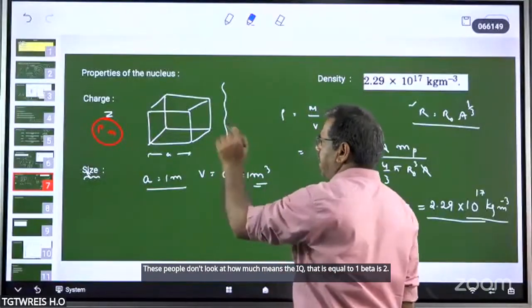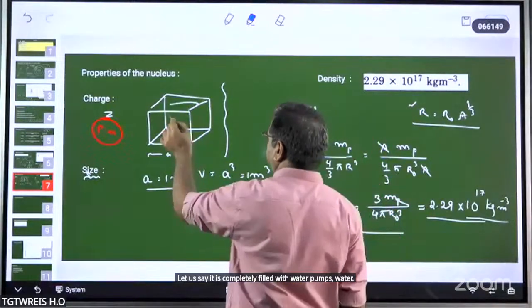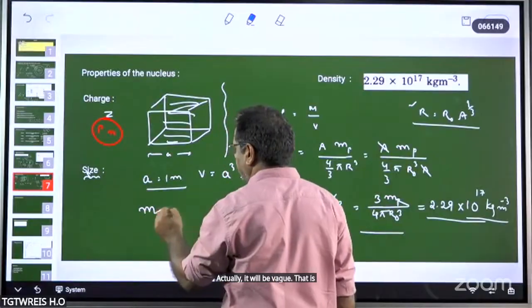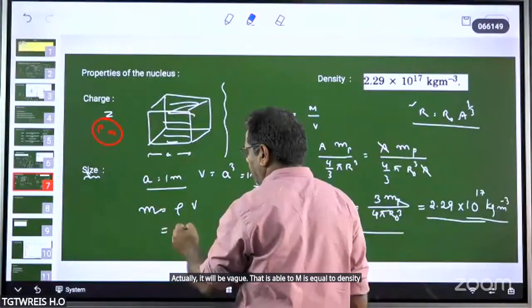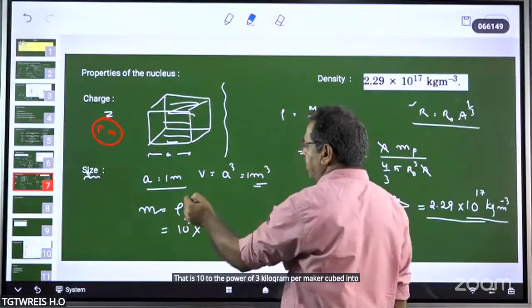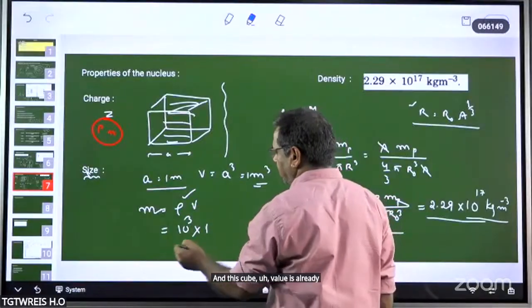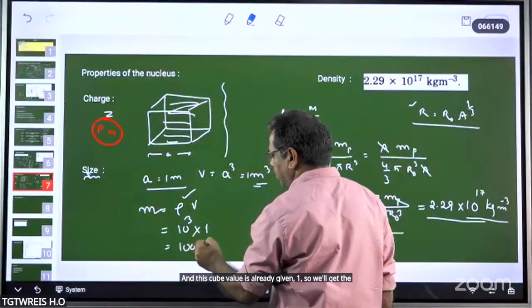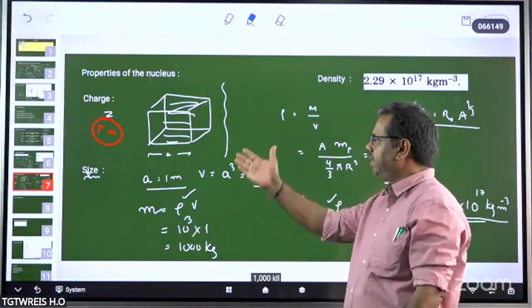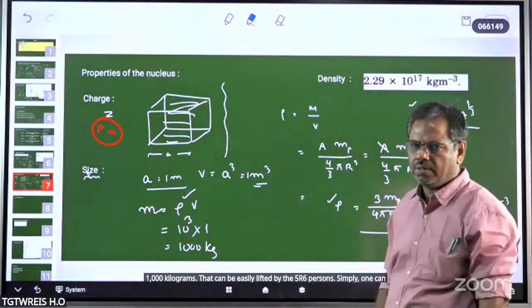Let us say it is completely filled with water. How much will it weigh? That is m = density × volume, that is 10^3 kilogram per meter cube, which is the density of water, times the cube volume, which is 1. So we get 1000 kilograms only. That can be easily lifted by 5 or 6 persons.